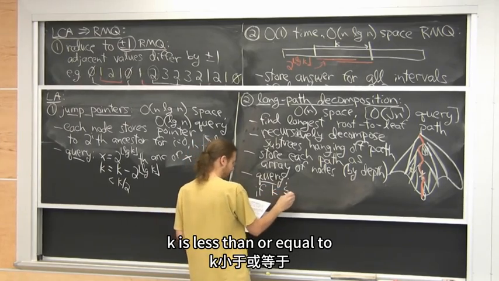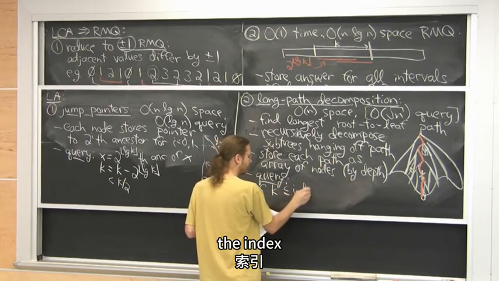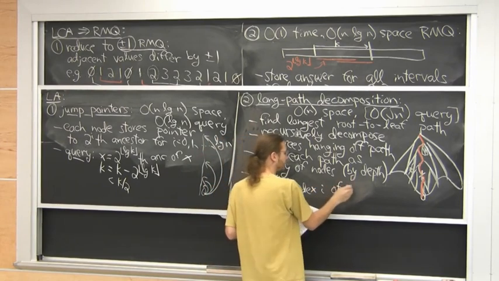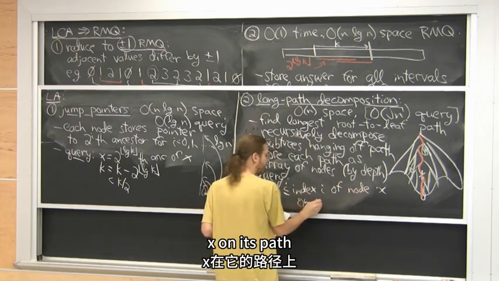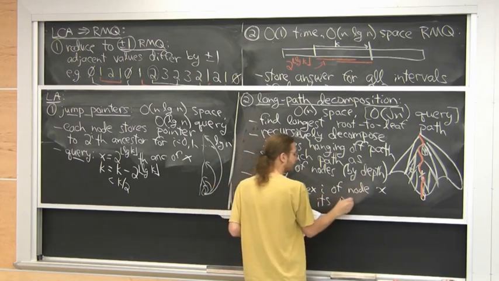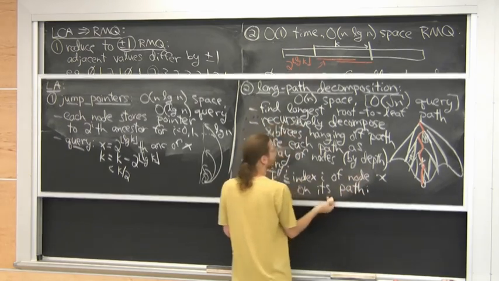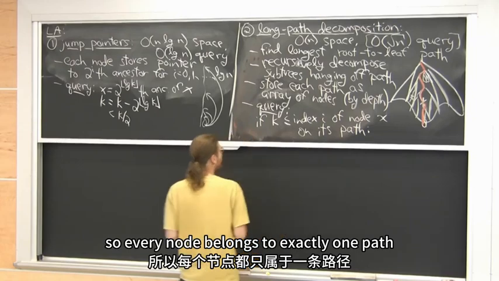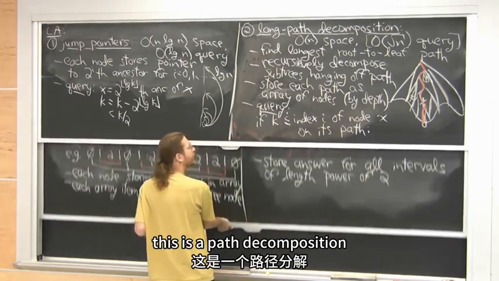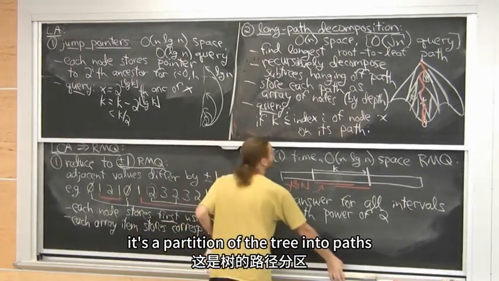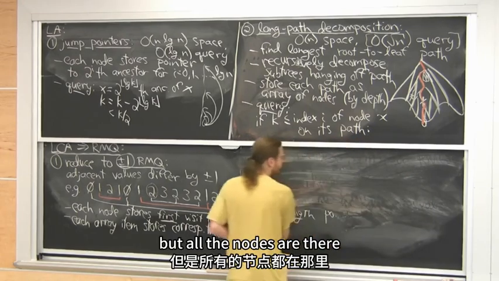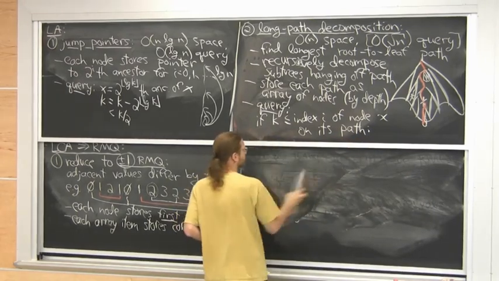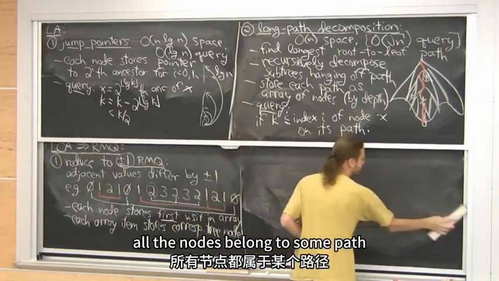k is less than or equal to the index I of node x on its path. So every node belongs to exactly one path. This is a path decomposition. It's a partition of the tree into paths. Not all the edges are represented, but all the nodes are there. All the nodes belong to some path.